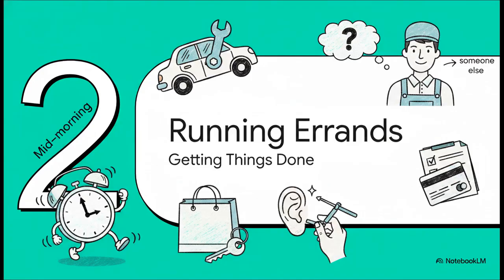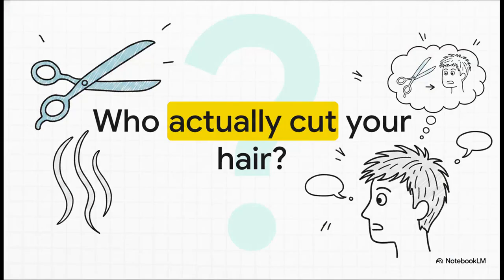Part 2. Running errands. Getting things done. When we're out running errands, we're usually using what we call causatives. That's when we arrange for a professional to do a job for us. Think about it. You don't repair your own car. A mechanic does. You don't pierce your own ears. A professional does.